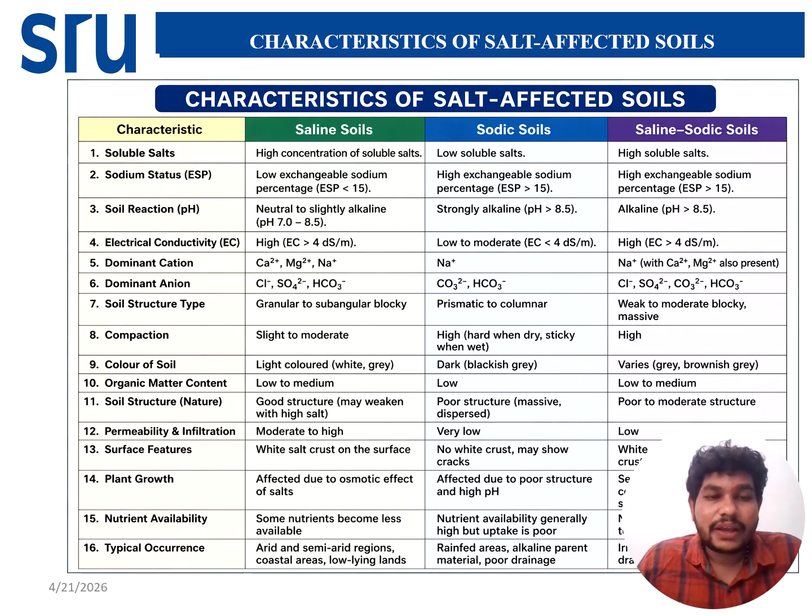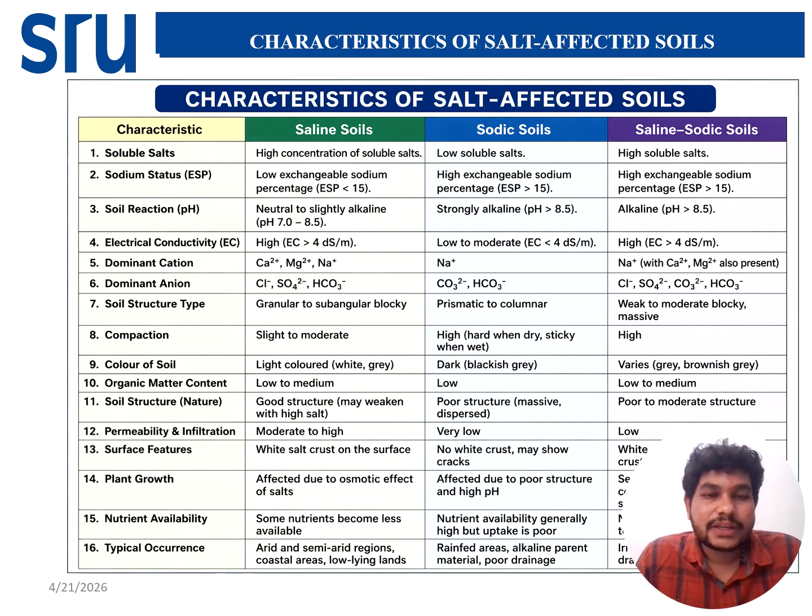If you see the dominant cation, calcium and magnesium are the dominant cations in saline soil. Only sodium is dominating in sodic soil. In saline sodic soil, the dominant cations are sodium, calcium, and magnesium. The dominant anions, chloride, sulfate, and nitrate, will be present in saline soil, and in sodic soil, the dominant anions are carbonates and bicarbonates. In saline sodic soil, carbonates, bicarbonates, chlorides, sulfates, and nitrate will all be present.